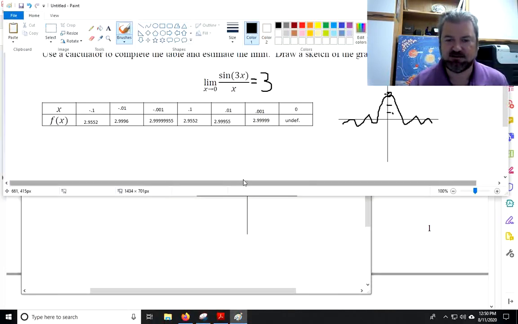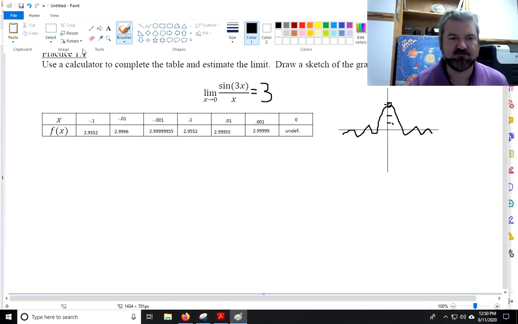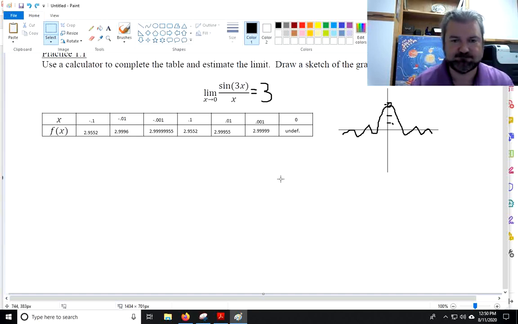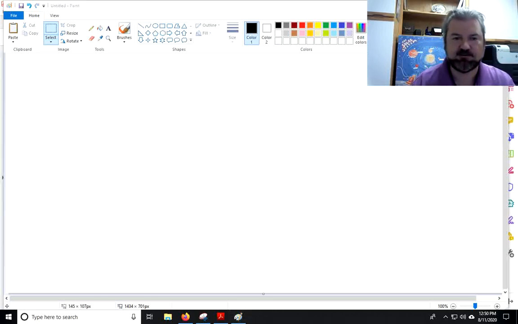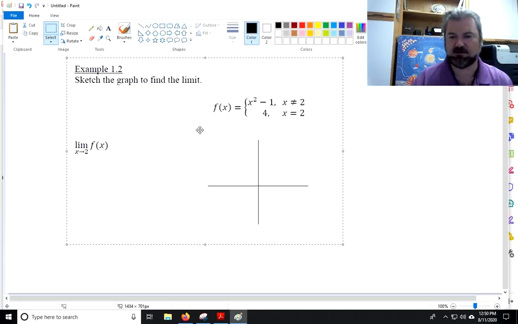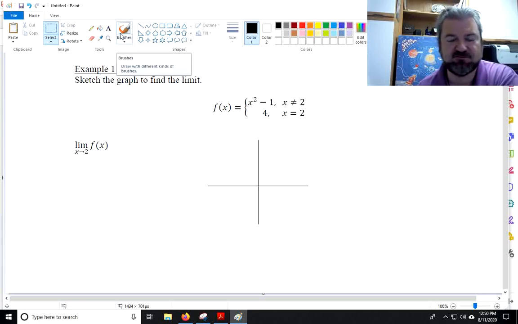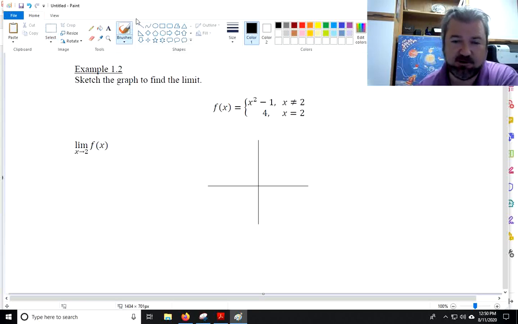All right, let's put that in. I'll go ahead and expand this out. There we go. Okay, so we're going to sketch the graph: x squared minus 1 when x does not equal 2, and 4 when x does equal 2. We call this a piecewise defined function. They're really important in mathematics for many reasons, and they're important in calculus because they allow us to address some important issues that happen. We're going to find the limit as x approaches 2.